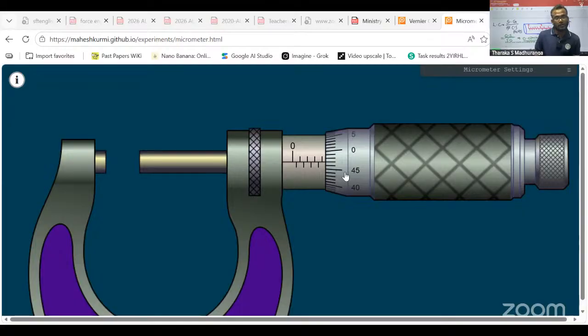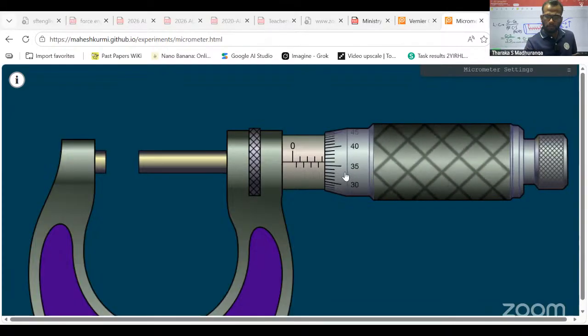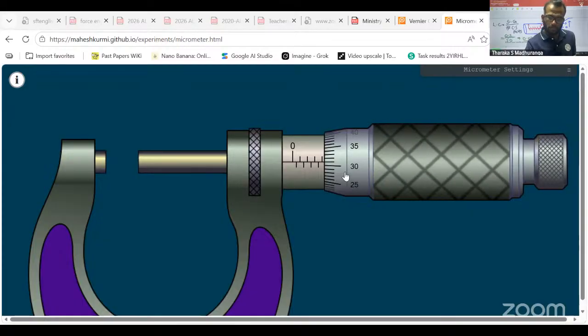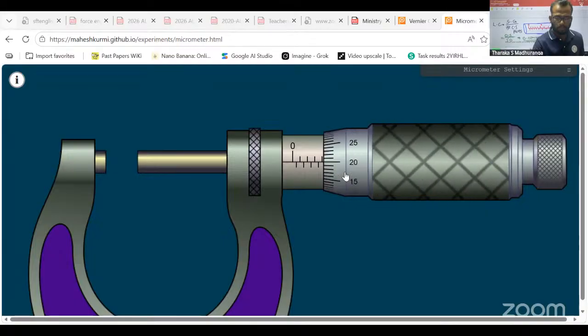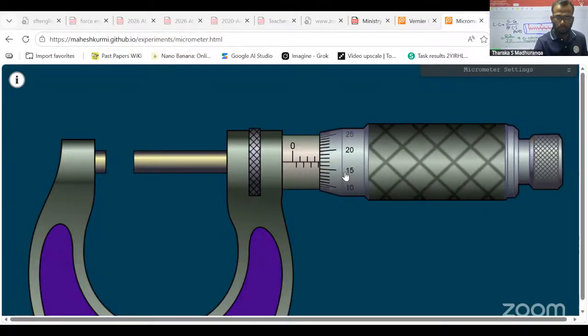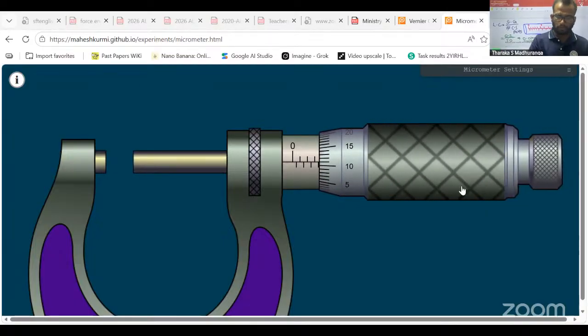Next, the zero error of the micrometer screw gauge. Same as the vernier caliper, the micrometer screw gauge also has two main types of zero error: positive zero error and negative zero error. Positive zero error comes from something applied, or corrosion, on the anvil, spindle, or both.